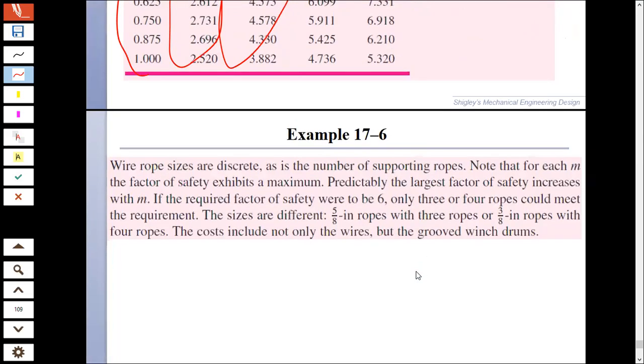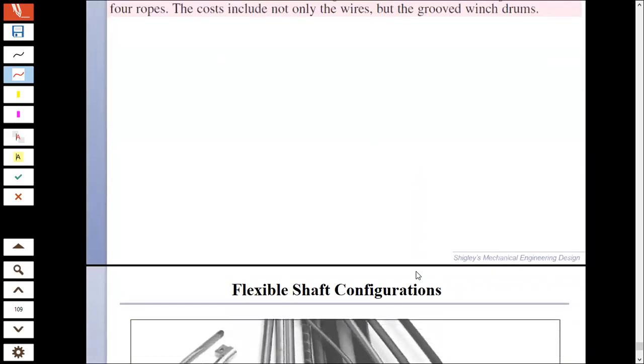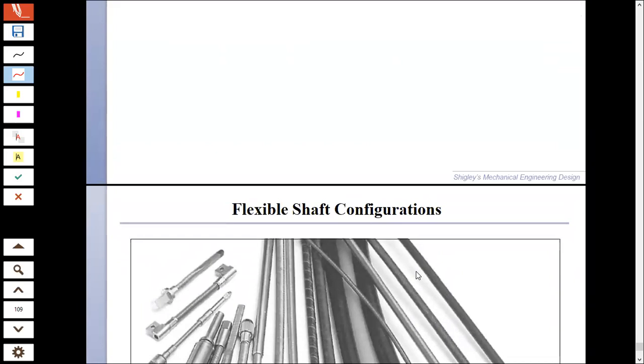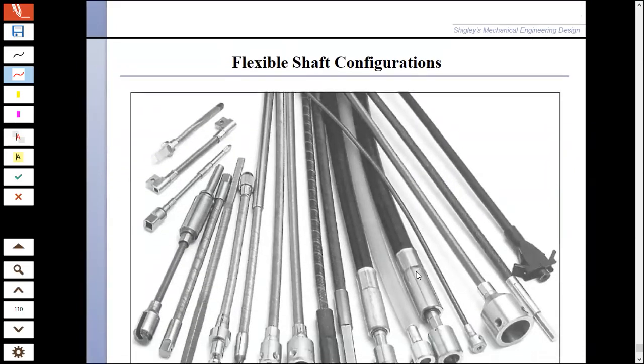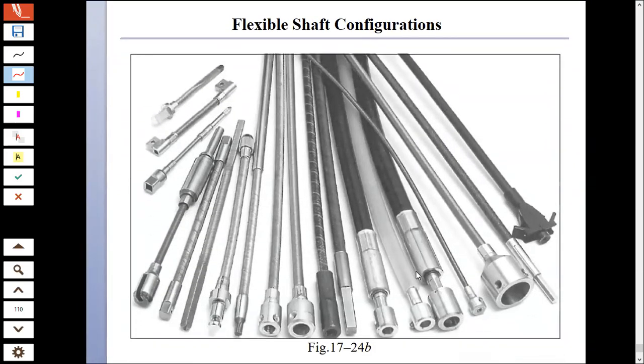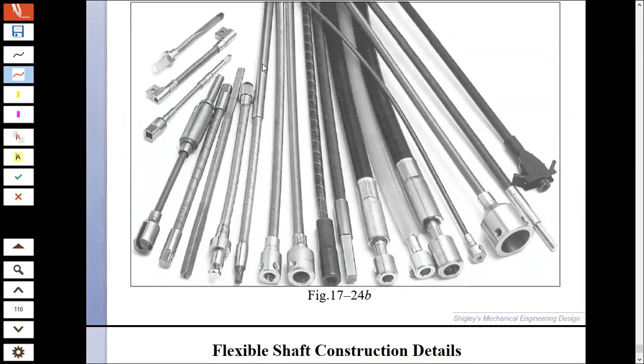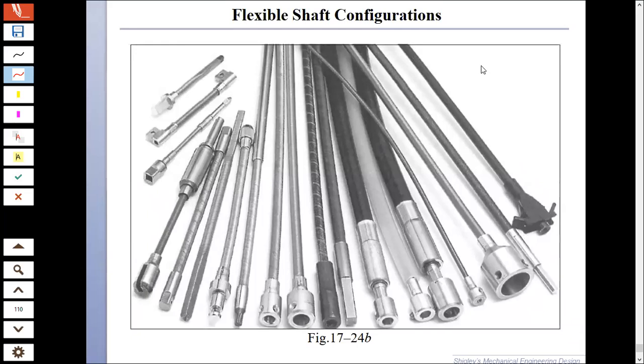Okay sir. Now this is another example. I'm just going to touch on flexible shafts. Flexible shafts are not like the ones we have, which are rigid; this shaft is a rigid shaft. Has anybody seen a speedometer cable? Yes sir, on a motorcycle. That is a flexible shaft.